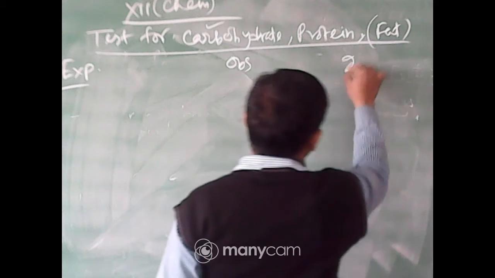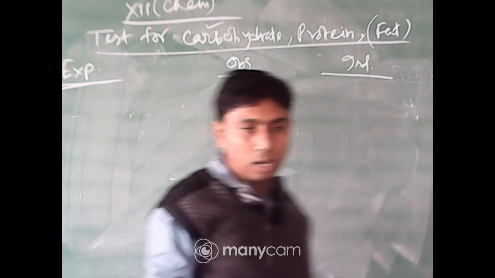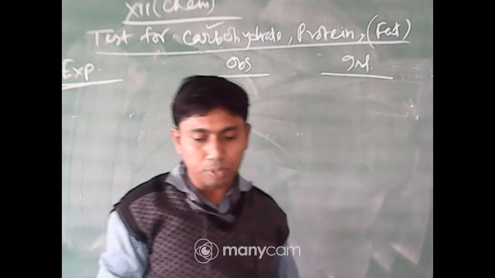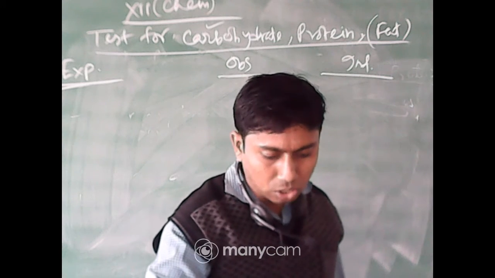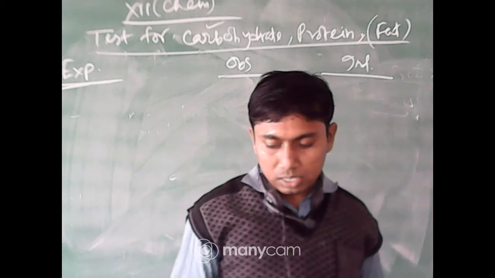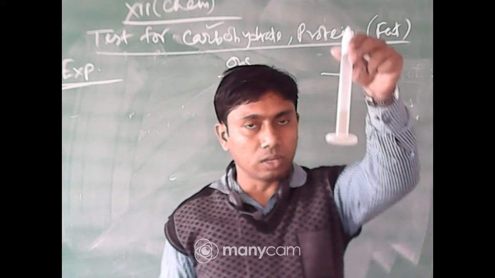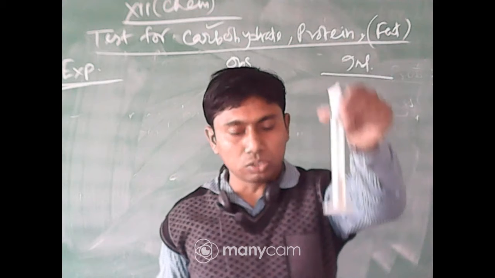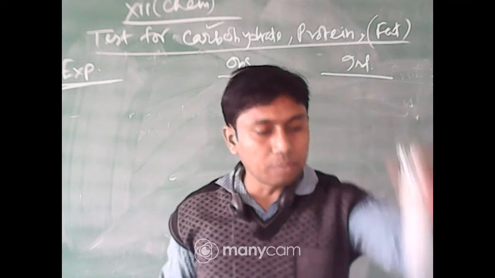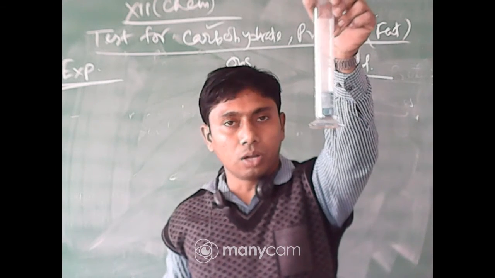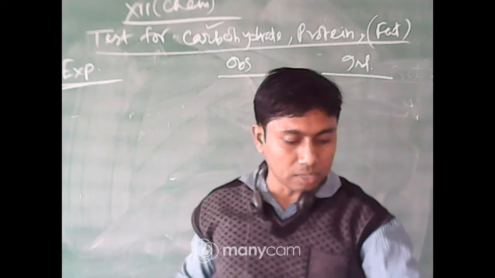For this experiment, we have 3 columns: experiment, observation and inference. To go for the organic test, we have to prepare some solutions. For carbohydrates, first of all, this is the Molisch reagent. What is this Molisch reagent? It is a solution of alpha naphthol. Next one is the solution of copper sulfate, a 10% solution of copper sulfate.